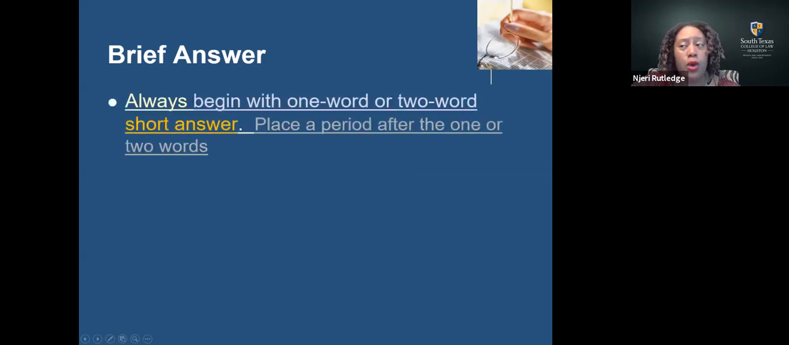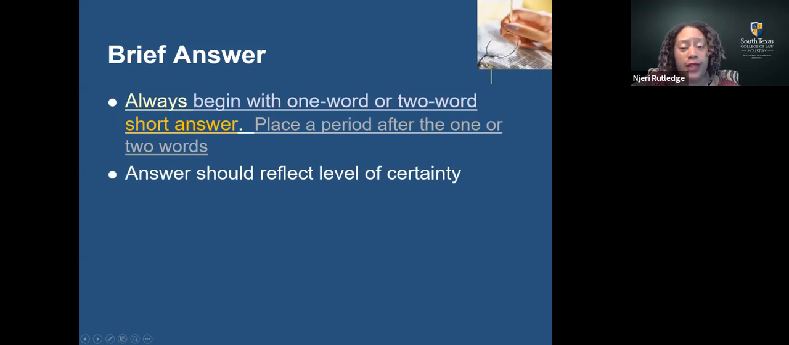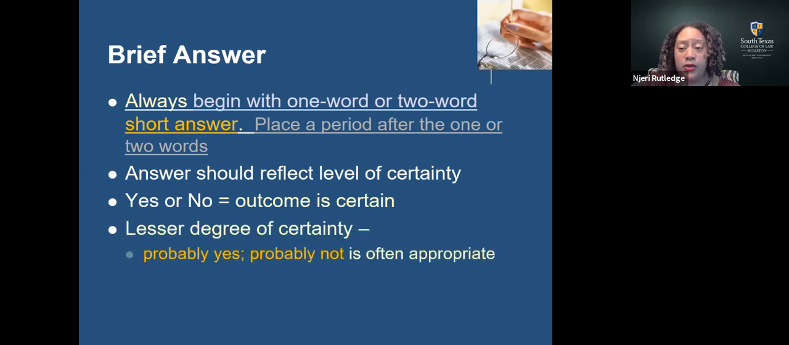Always begin with that 1 word or 2 word short answer and then place a period after the 1 or 2 word short answer if it's yes or no. The answer should reflect your level of certainty. It's okay to say probably if you're truly not certain. It's not okay to say probably not or probably yes if you're just trying to straddle the fence. Yes or no should be included if the outcome is in fact certain, and if there's a lesser degree of certainty, then that would be appropriate.